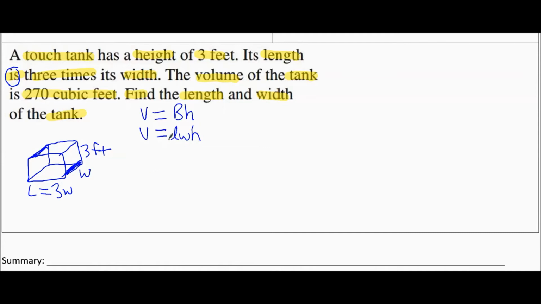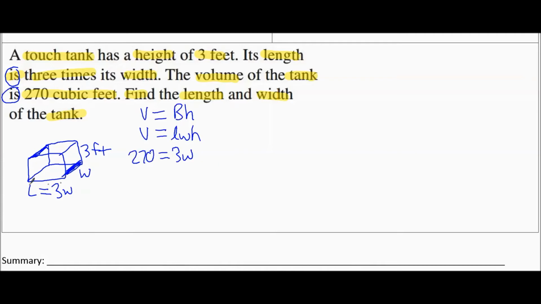Now let's actually write in the information that's given. First, the volume: instead of V, I'm going to put 270, and I don't need to put the units, but it's cubic feet. Equals length. I could either write L or I could write 3W. But notice that when we want to find the length and the width, we're going to want an equation we can solve. We don't want 2 variables, L times W times 3, in our equation. We want just 1 variable. So instead of writing L, I'm going to write 3W.